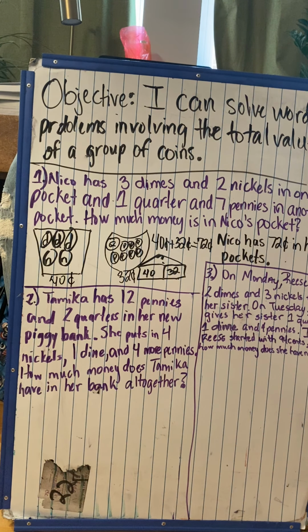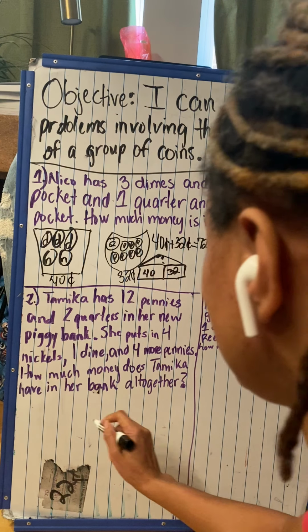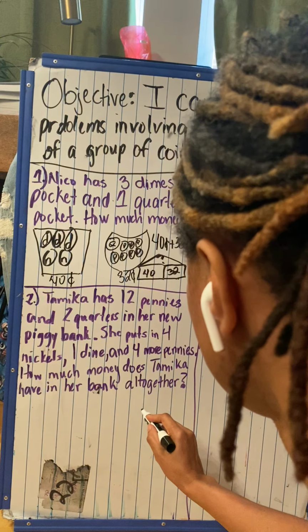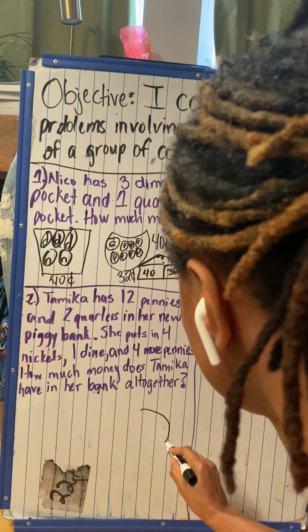So we've read the problem together. Now we're going to draw a picture. I'm going to try my best to draw a piggy bank.